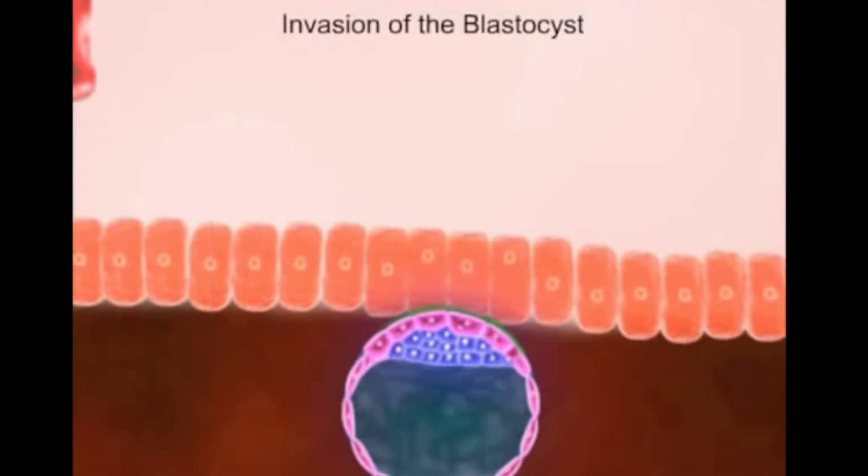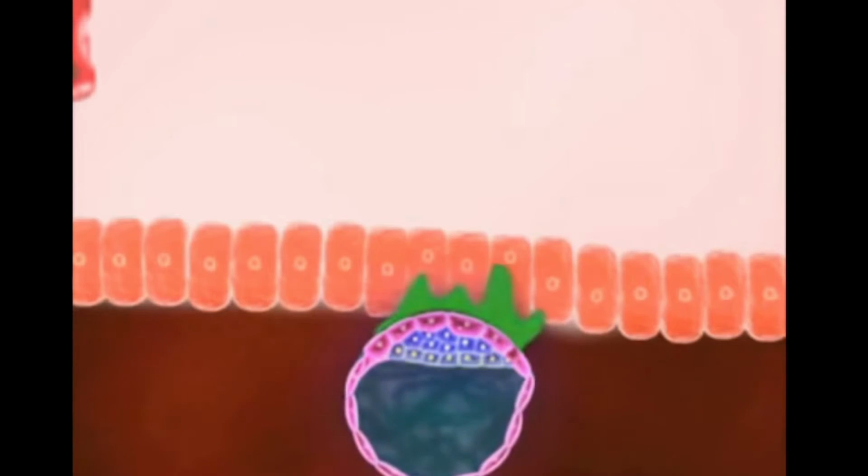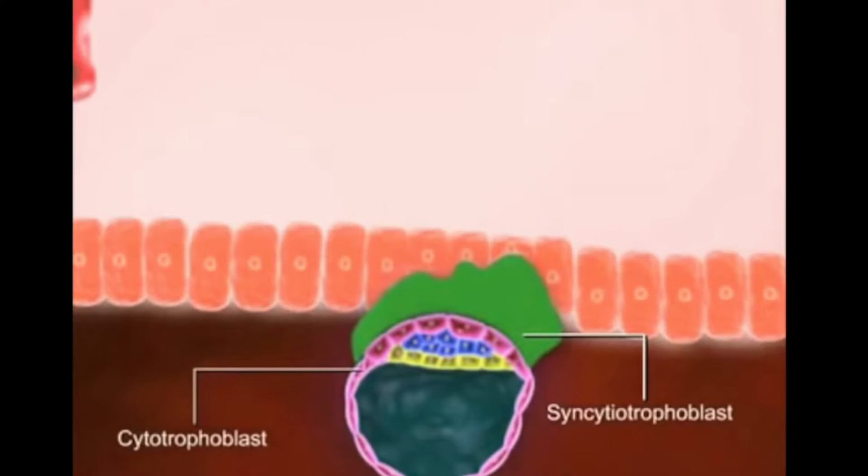Now, invasion of the wall of the uterus takes place by the proteolytic and histolytic action of the trophoblast, which is now differentiated into the syncytiotrophoblast. The difference between the cytotrophoblast and syncytiotrophoblast is that the cytotrophoblast has a cell membrane and mononucleated cells, whereas the syncytiotrophoblast loses its limiting cell membrane and forms one mass, which is multinucleated and deeply stained.